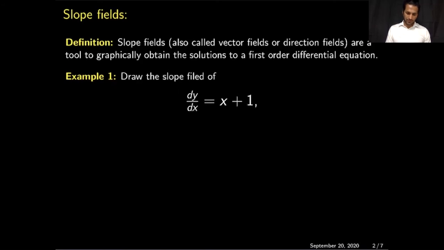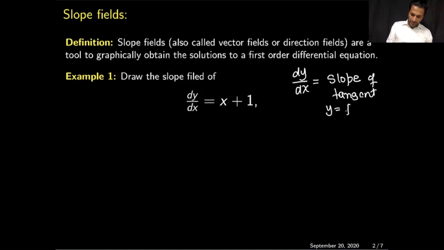of this differential equation. So we already know from calculus that dy by dx, which is the derivative of the function y with respect to x, represents the slope of the tangent line, the slope of the tangent line y is equal to f(x) at some point (x0, y0). So it is the slope of the tangent line.